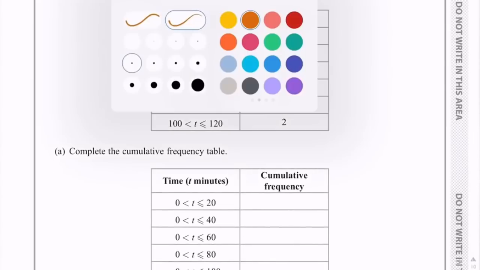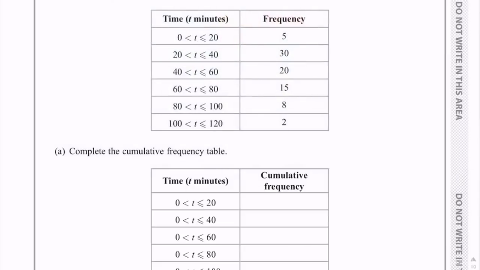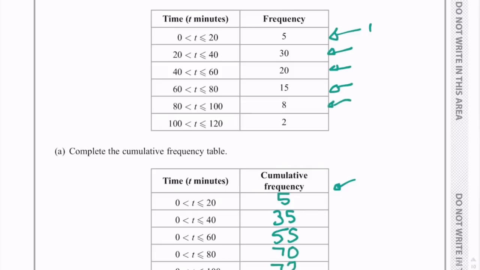Right, we've got to draw a cumulative frequency graph. At the moment, this has given us the frequencies up here, and it's given us another table down here to write in our cumulative frequencies. So at this point where I've drawn the first arrow, we have a total frequency of 5. Then we have a frequency of 30, so adding that in, we have 35 in total. Then we've got another 20, so 55. Adding in another 15 gives us 70. Adding in another 8 gives us 78, and finishing off with that final 2 gives us 80.